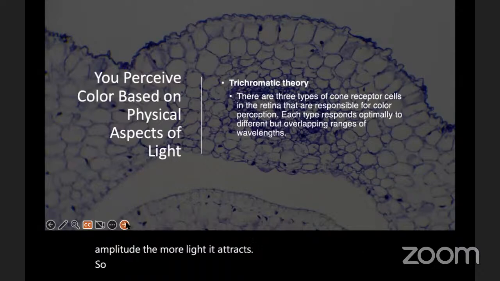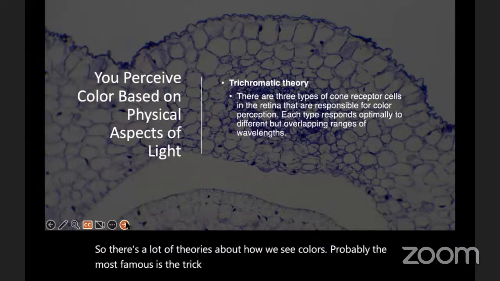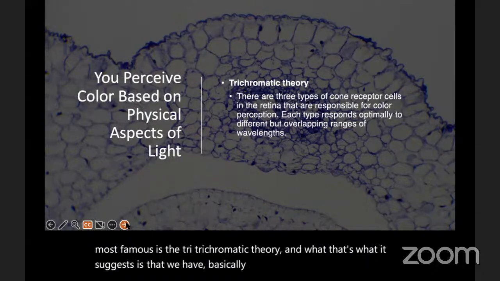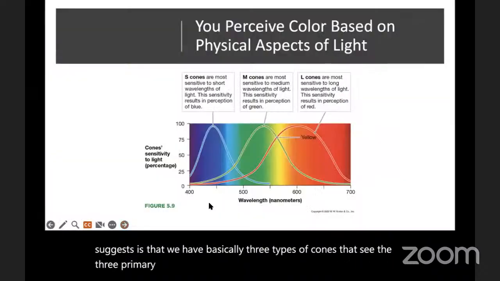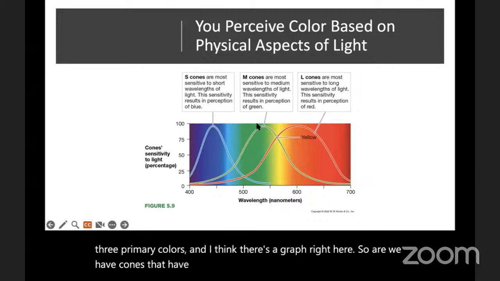So there are a lot of theories about how we see colors. Probably the most famous is the trichromatic theory. And what it suggests is that we have basically three types of cones that see the three primary colors. And I think there's a graph right here. So we have cones that have blue, green, and red.